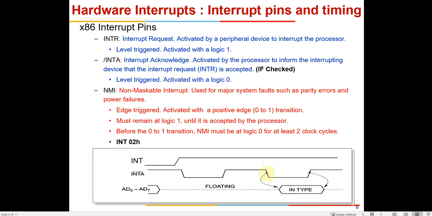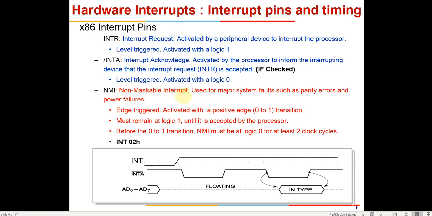Again the interrupt acknowledgement will go down in the next clock cycle. Then the interrupt data is placed here, the 8-bit data. So now the microprocessor knows what kind of interrupt it has to do. Once it completes that interrupt subroutine, it will come back to the original program. So that is how it is done.